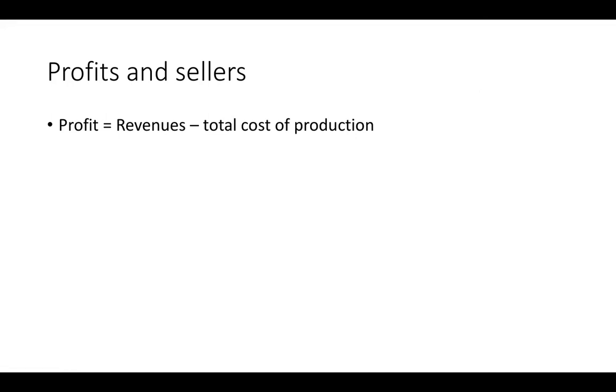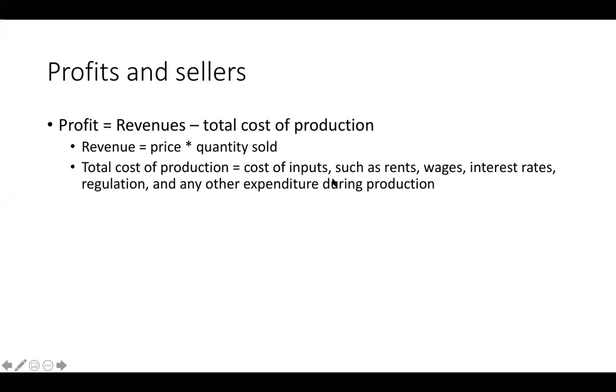inputs. So profits just equal revenue minus total cost of production, where revenue equals the price of the good times the quantity of that good sold. Total cost of production is going to be determined by cost of inputs, such as rents, wages, interest rates, government regulation, and any type of other expenditure during the production process.